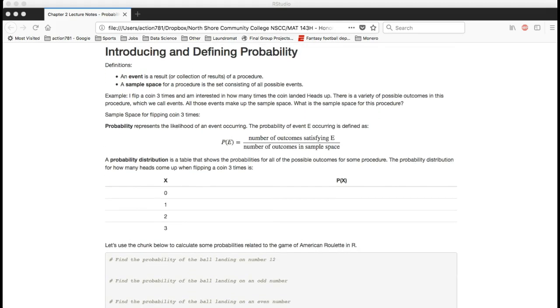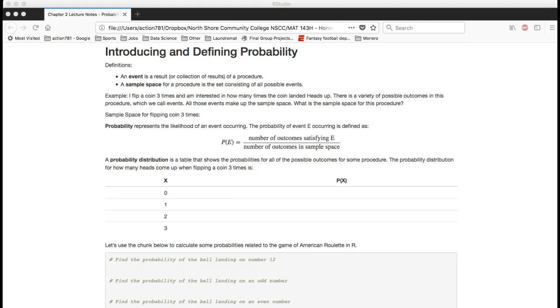Alright, so what is probability? A couple definitions here. Probability relates to some kind of procedure. An event is a result of this procedure, and a sample space for a procedure is the set of all the possible events. So for example, let's suppose I flip a coin 3 times, and I'm interested in how many times the coin landed heads up.